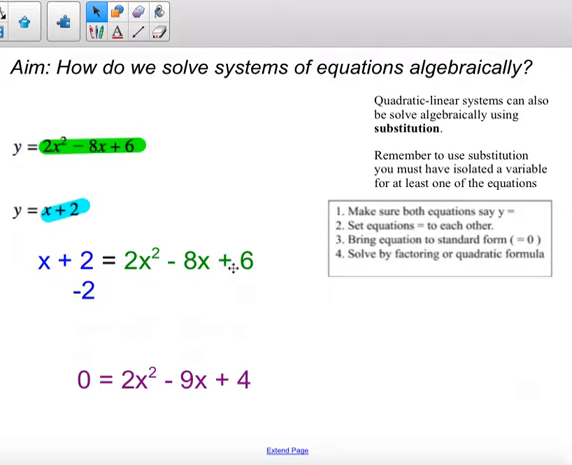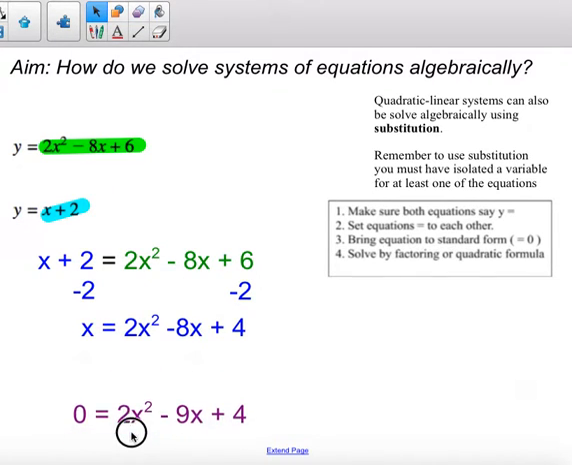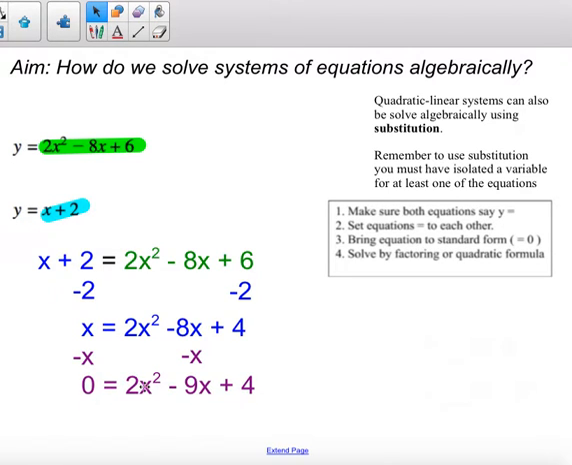We can subtract 2 from both sides, giving us x equals 2x squared minus 8x plus 4, and then we'll subtract that x as well. We've got to subtract it from its like term on the other side, and that gives us 0 equals 2x squared minus 9x plus 4. We have now a one-variable equation in standard form, which we can solve either by factoring or by the quadratic formula. Let's start solving this one by factoring.